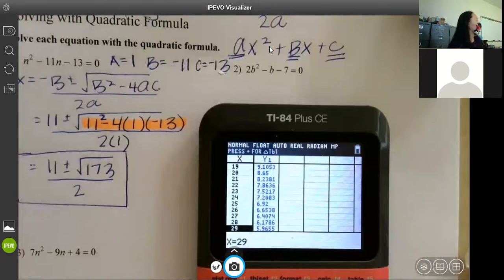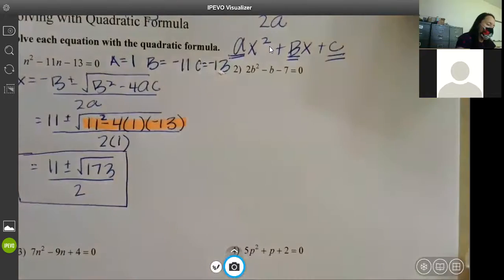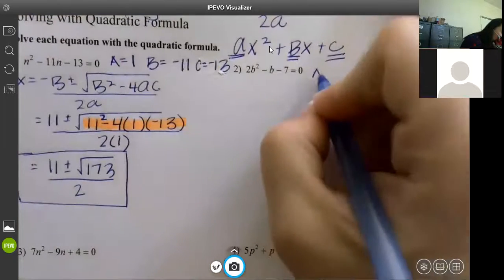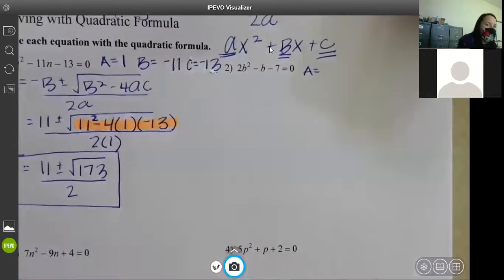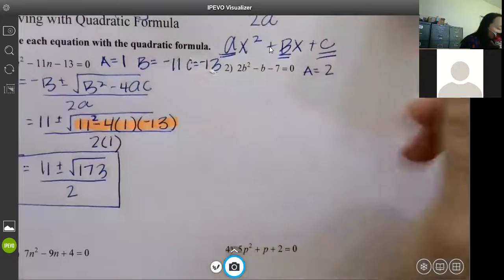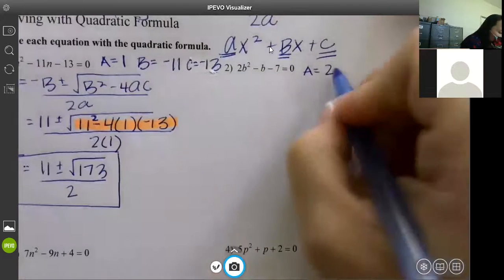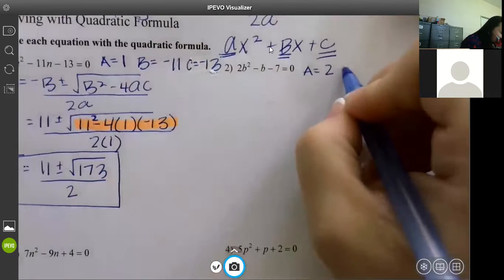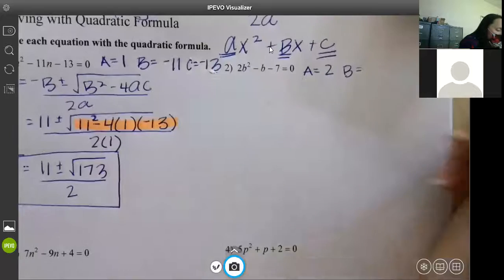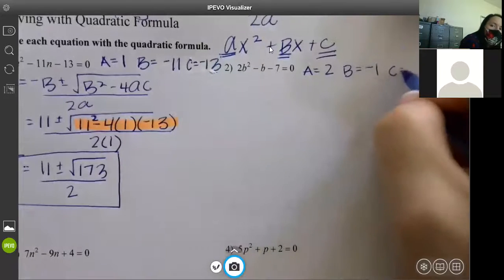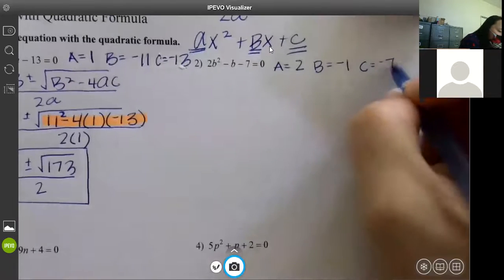We will have some that break down, so don't worry. I'm going to show you all that. Okay. So on this one, A is 2. Is the term with your x squared, or your b squared in this case. What is b? Negative 1. And what is c? Negative 7.